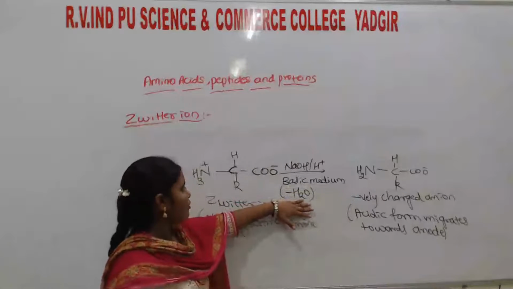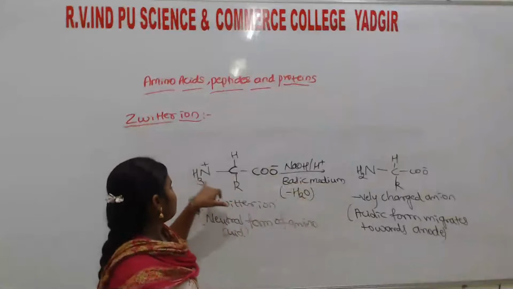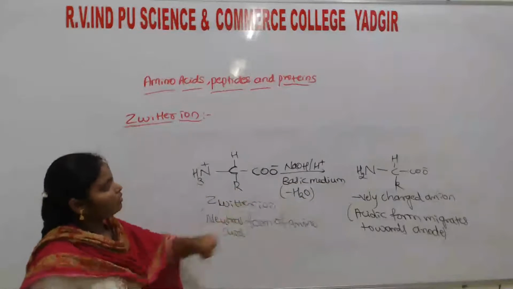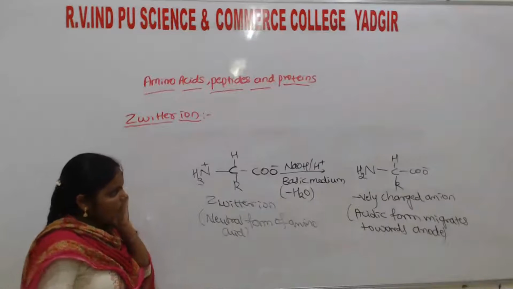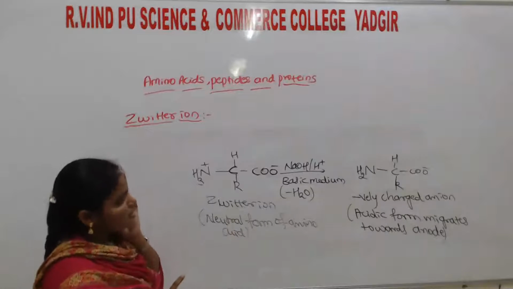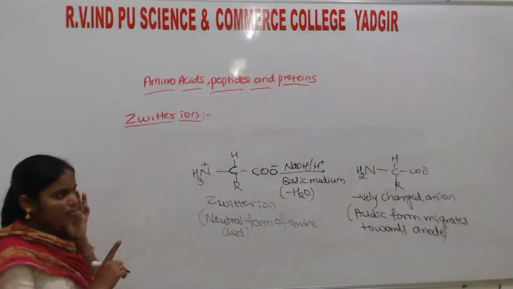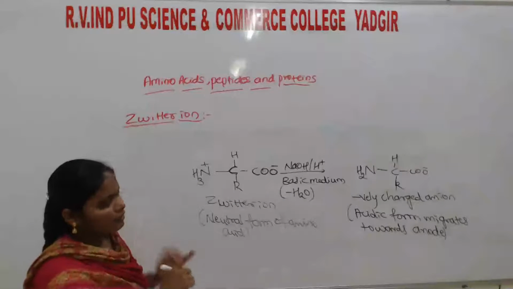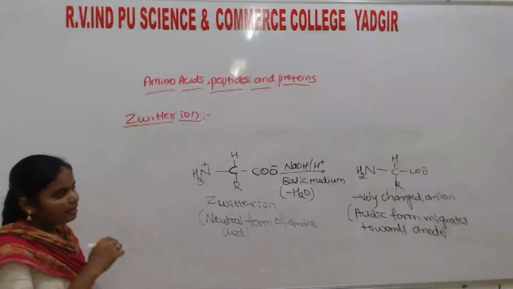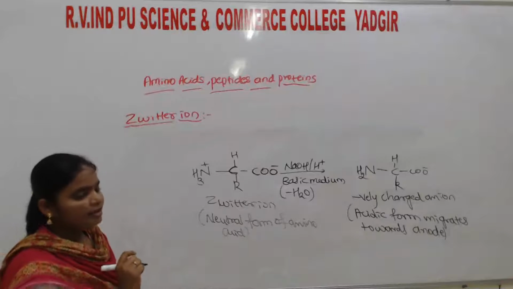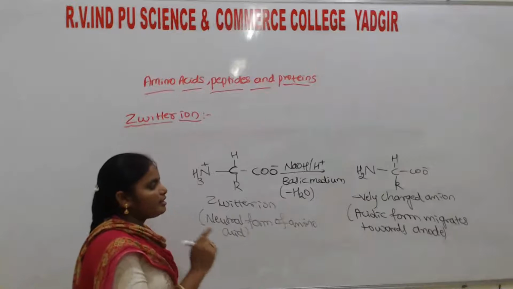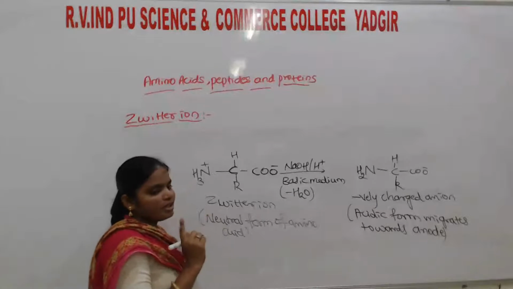The removal of a water molecule takes place from this H and this H. Here the water molecule is removed, and NH2 and CO negative form is formed. The negatively charged anion is formed. When it gets a negative charge, it is the acidic form, and the acidic form migrates towards the anode.